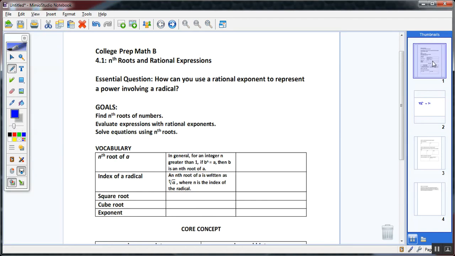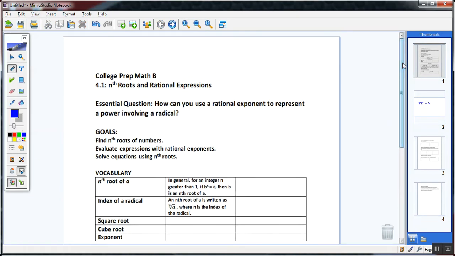So what we need to make sure we understand is how you can use a rational exponent to represent a power involving a radical. Our goals today, first of all: I need a volunteer to read that. Find the nth roots of numbers. So we might be finding the square root, the cube root, the fourth root, or the fifth root. If I say, what's the fifth root of 32? We're asking ourselves, what number times itself 5 different times makes 32? I'm going to show you how to do that today.